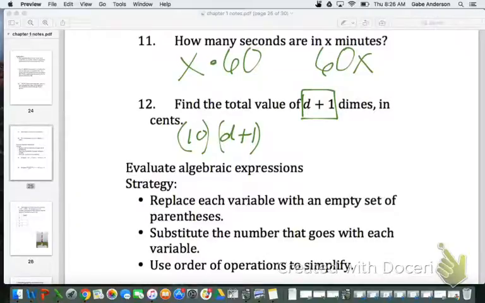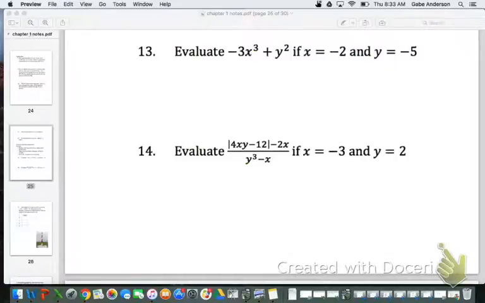Okay. All right. Very good. Let's move on here. I really do think these steps are crucial. Taking a look at number 13, it says evaluate negative 3x cubed plus y squared if x is negative 2 and y is negative 5. Here is your first step. I really honestly think that this is incredibly important. These do get more complicated. You want to have some good habits here. Here's what you do. Please look.